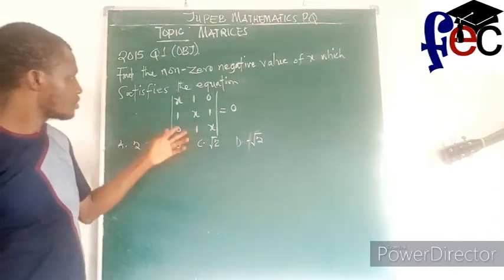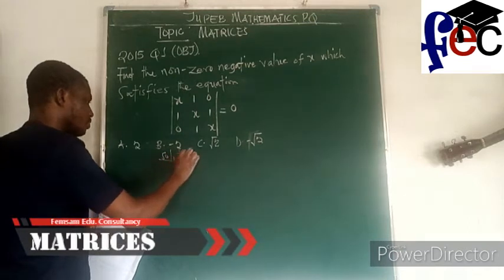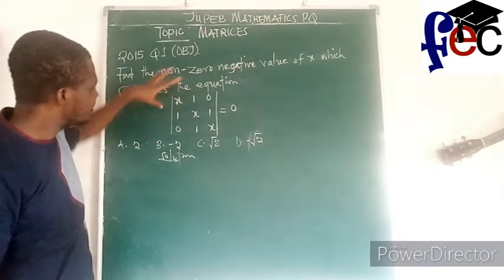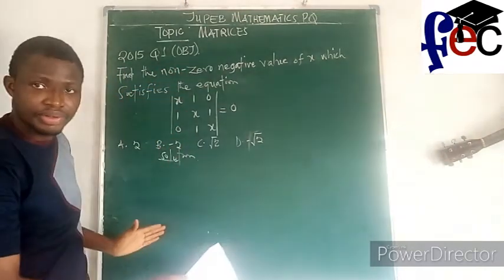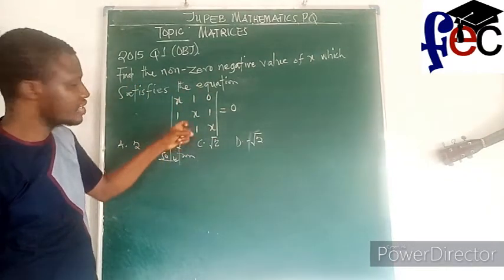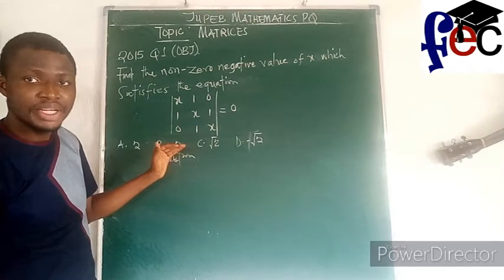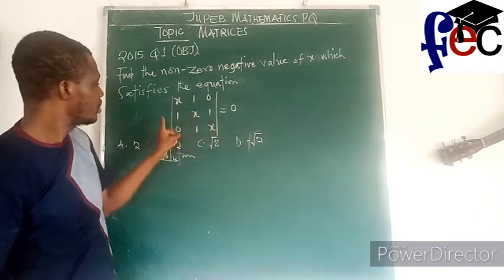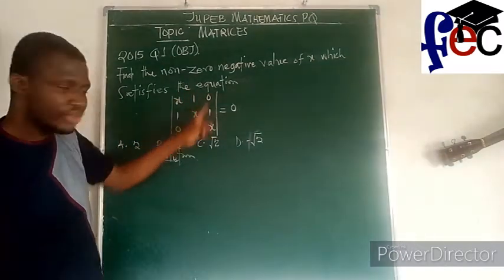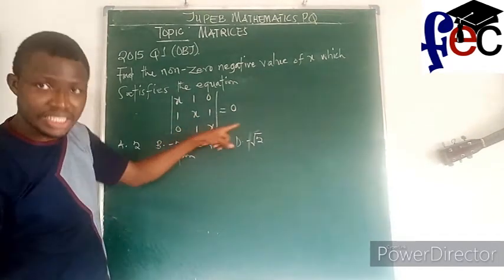Okay, so solution. What this equation is saying is that the determinant, that modulus symbol indicates determinant, of this 3 by 3 matrix, and that's the order of the matrix, because we have how many rows? 3 rows. 1, 2, 3. How many columns? 1, 2, 3. There are 3 columns. So it is a 3 by 3 matrix, and its determinant is 0.